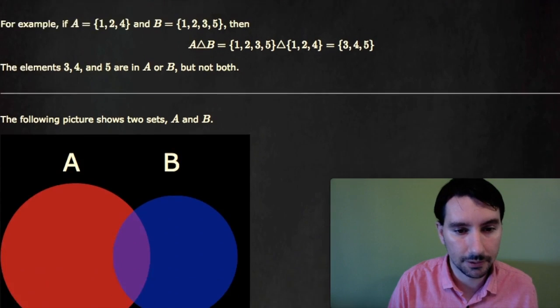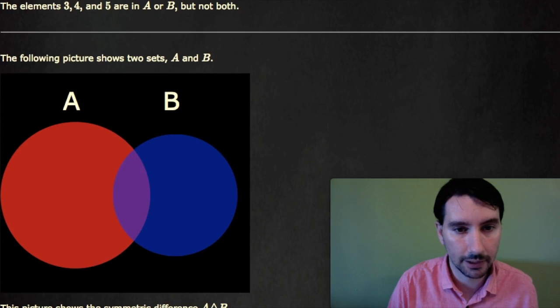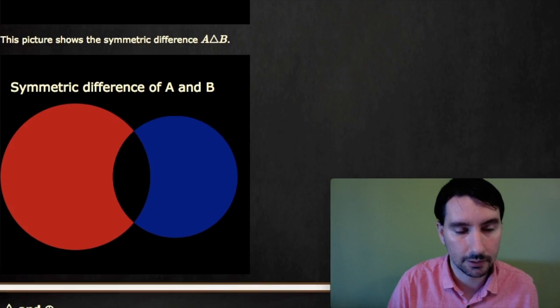If we were to represent this with a picture, we could again show A and B as two circles that represent the sets, and the symmetric difference would just cut out the middle. So for the symmetric difference of A and B, we lose this middle part, and it's just the part in A that's not in B unioned with the part in B that isn't in A.